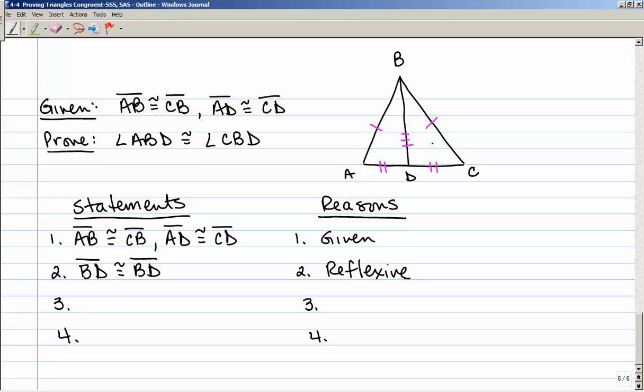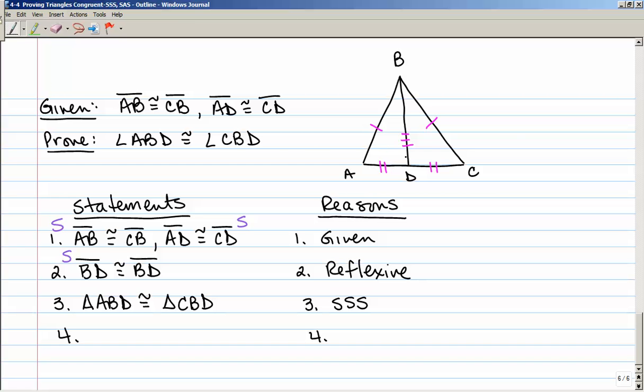And you'll notice from the diagram what I've marked, and also from our statements, that we have an S, and here's another side, and then here's a third side. So we actually have three sides of one triangle being congruent to three sides of the other triangle. So I can say that triangle ABD is congruent to triangle CBD by SSS, because the three sides of ABD are congruent to the three sides of CBD. And now, because those two triangles are congruent, all of their corresponding parts are congruent.